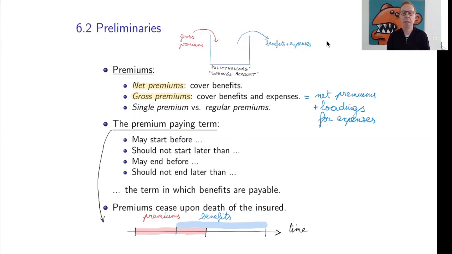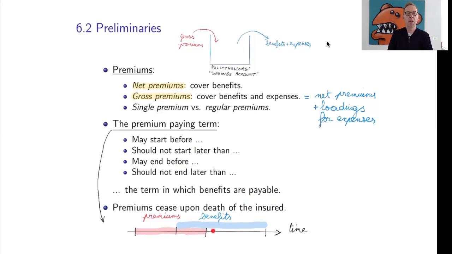So when can you pay premiums? The premium paying term may start before the term in which benefits are payable. As is shown here, the premiums start before the benefits start, but the premium paying term should not start later than the term in which benefits are payable. So it should start before this point where the benefits start. The premium paying term may also end before the term in which the benefits are payable.